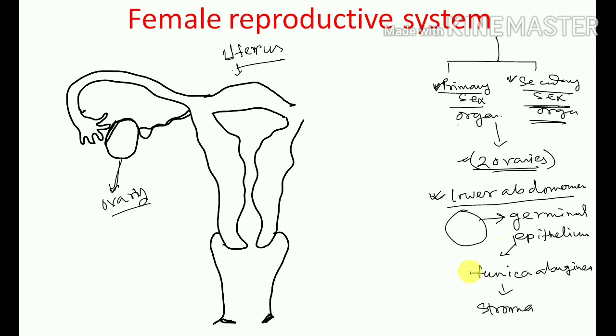These are the three parts of the ovary, and the ovary is attached to the uterus by a ligament, which is the ovarian ligament. There is another ligament, which is the broad ligament. And this tube-like structure is the fallopian tube.